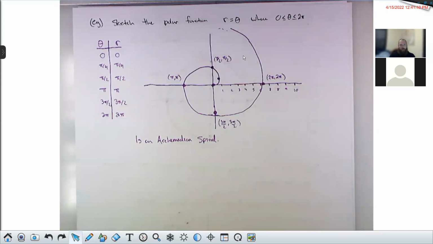We're going to finish this up on Monday of next week, when we will also talk about tangents in polar coordinates, right? How to find derivatives. And then on Wednesday of next week, we'll talk about how to find areas and arc length in polar coordinates, both of which are kind of interesting, especially areas. But this is where I'm going to leave it for now.